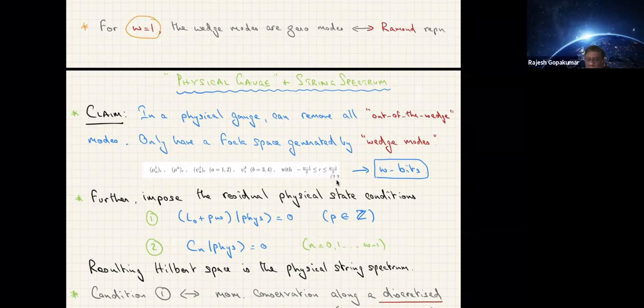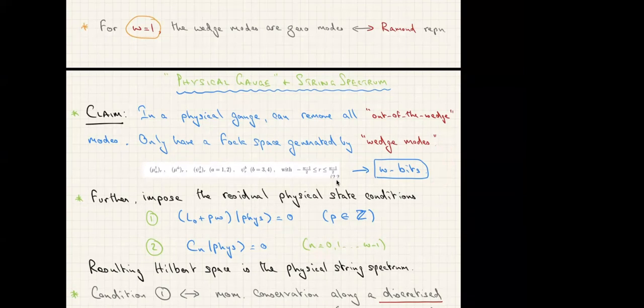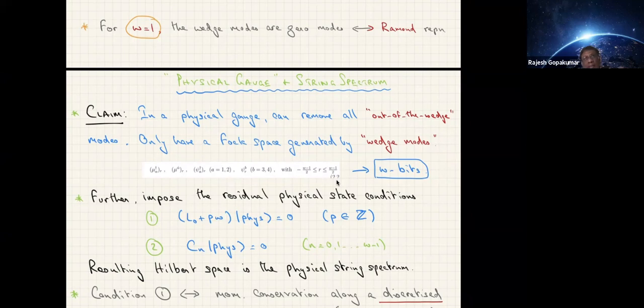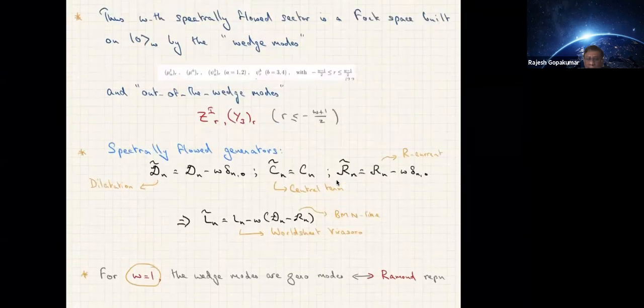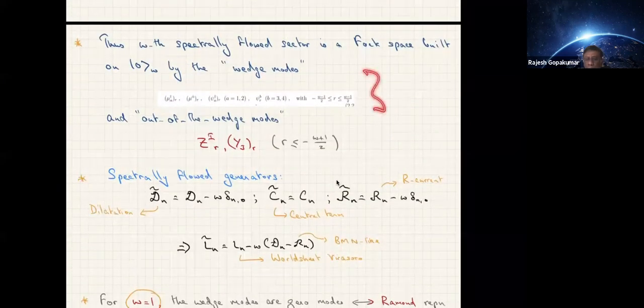Which is a gauge choice? This one? Yes. The claim is that there is a gauge choice in which these are the physical modes. So the original worldsheet theory has, of course, these modes as well as all these out of the wedge modes.